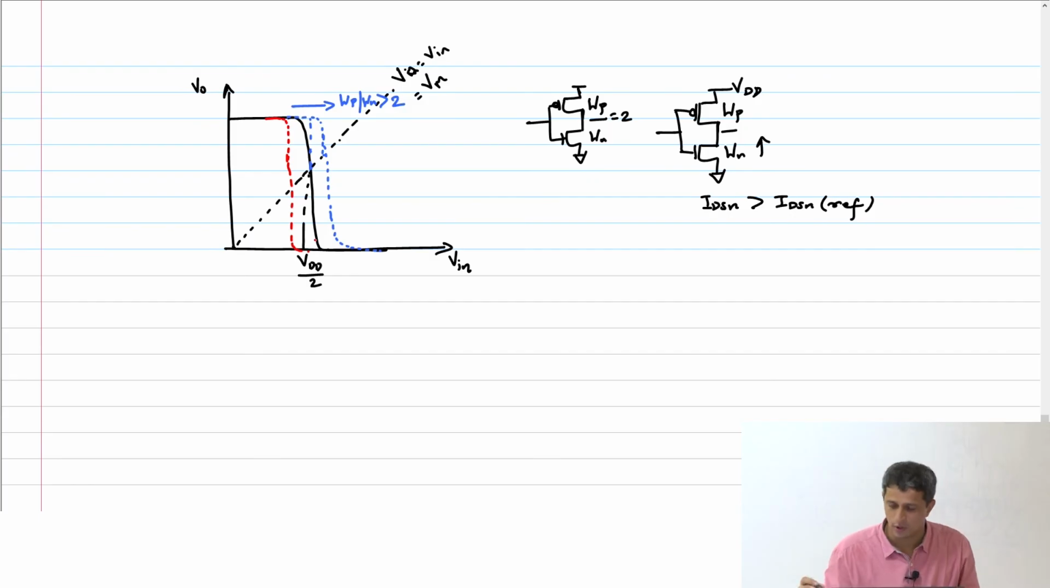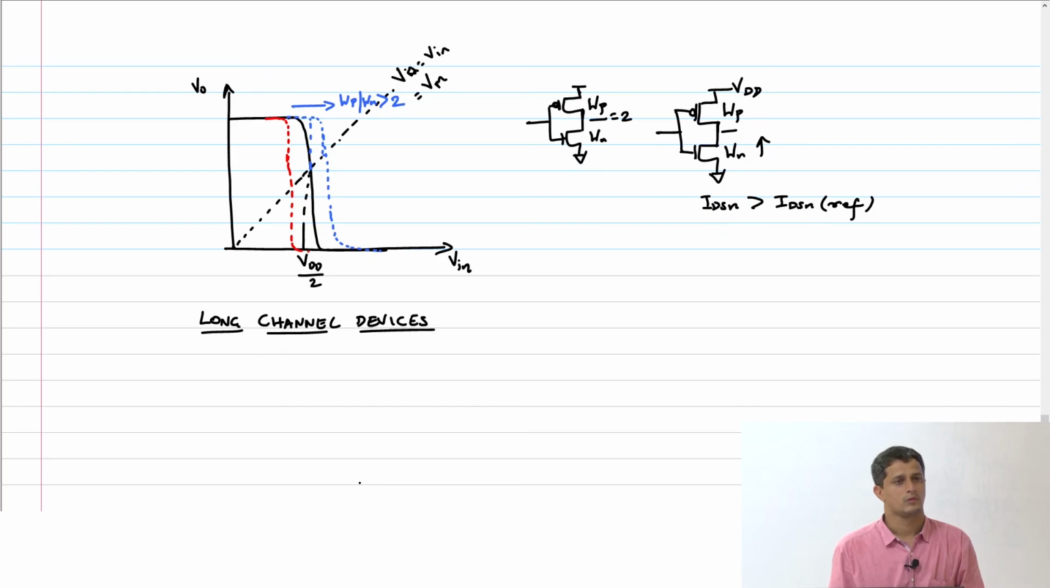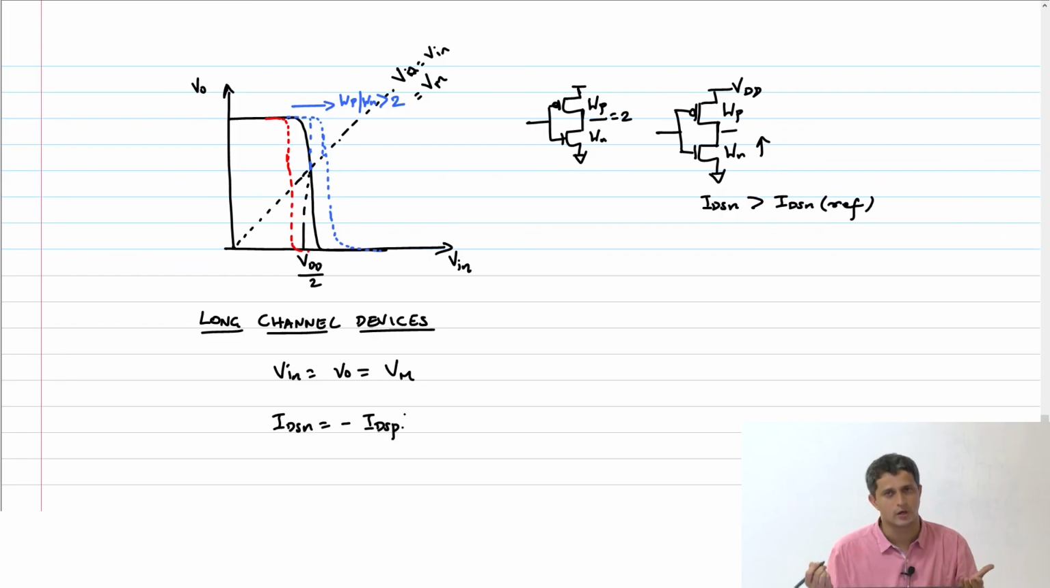Okay, so now I am just going to give you a quick hint for what happens if the devices are long channel in nature, which means there is no velocity saturation. This device will go into saturation. Okay, so I want to do the long channel device. Same thing we are going to do. V in equal to V out, equal to Vm. IDSN should be equal to minus IDSP, of course, at all times.